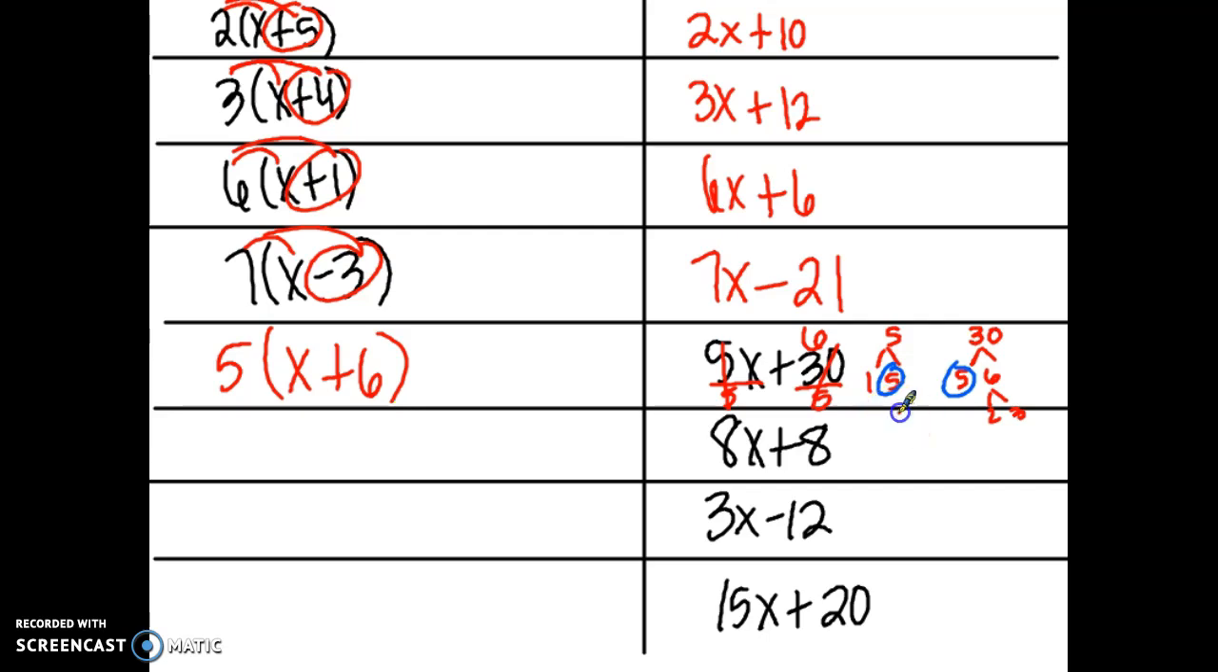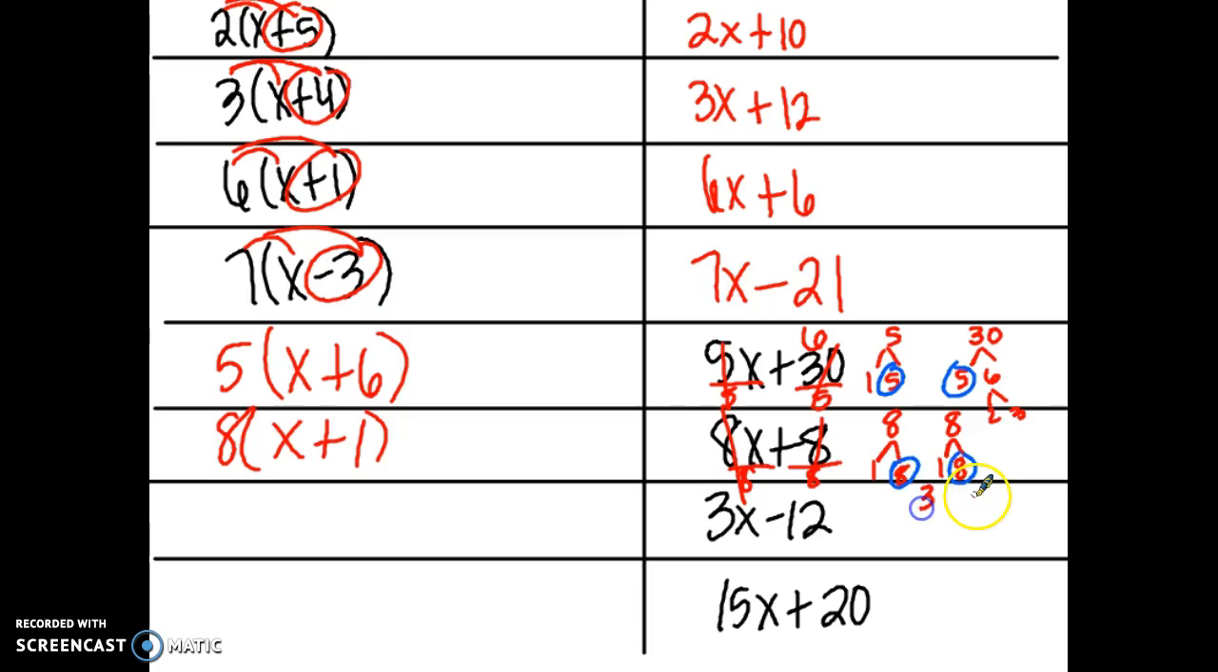8x plus 8. I have 2 8s that are both divisible by 8. So I'm going to pull an 8 out of this expression. 8 divided by 8 is 1. That leaves me with x. And 8 divided by 8 is 1. That leaves me with 1. So my answer is 8 times x plus 1.